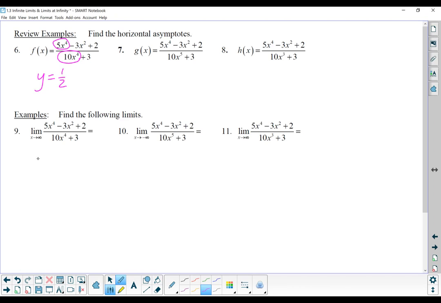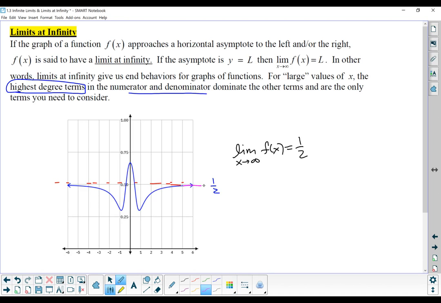I'm going to jump down to 9 now because this is the same function written in limit notation. If we're looking for the limit as x approaches infinity, we're again just considering those two largest terms. They have the same magnitude, they're both power 4. So we just need to consider their coefficients, and this limit is equal to 1/2, just like finding the horizontal asymptotes of a rational function. This is the function that I showed you the graph for right here. On each side, both the right and the left, it's approaching 1/2.